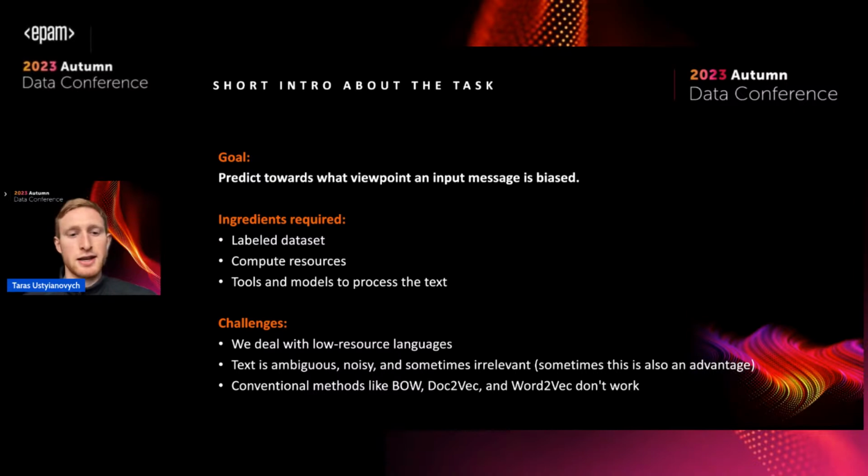The second thing is the text was ambiguous. It was noisy and sometimes even irrelevant. However, I think a little bit of noise is a good thing because it prevents us from overfitting. And conventional methods like bag of words, doc2vec, word2vec don't work the way we expected. Actually, they work, but the performance is very poor. It's like 75% accuracy when we use these vectorization techniques, and it's not what we were looking for. We weren't pleased with that.